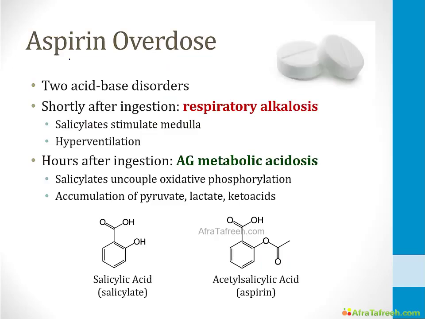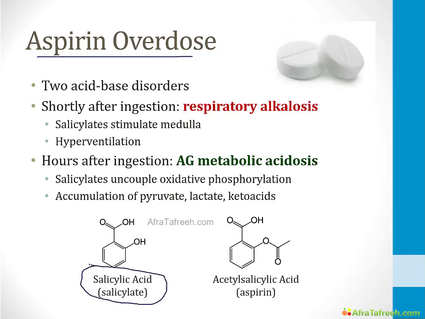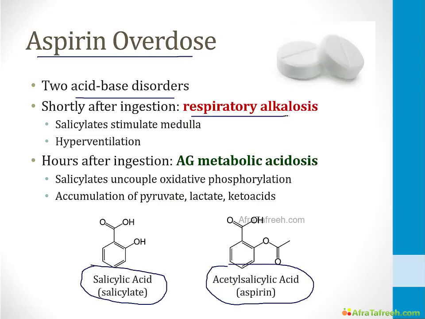Our last cause of anion gap metabolic acidosis is an aspirin overdose. The S in the MUDPILES mnemonic stands for salicylates. Salicylates are compounds that resemble salicylic acid. Aspirin is a salicylate. Its technical name is acetylsalicylic acid. This is its structure shown on the screen here. And in terms of medicine, when people say salicylates, they're usually talking about aspirin. So an aspirin overdose causes 2 acid-base disorders. Shortly after ingestion, the patient develops a respiratory alkalosis.